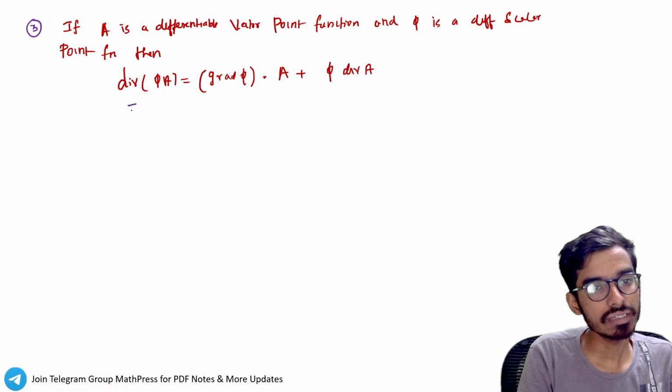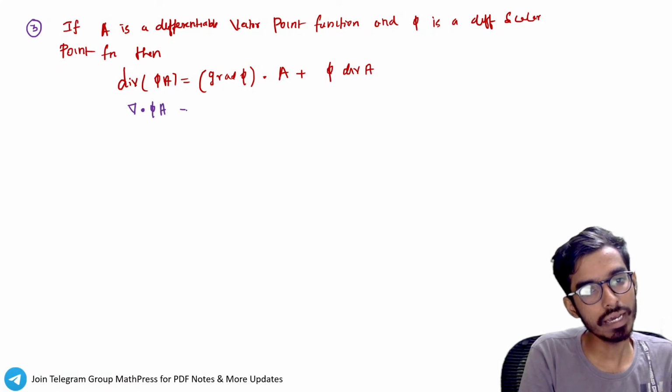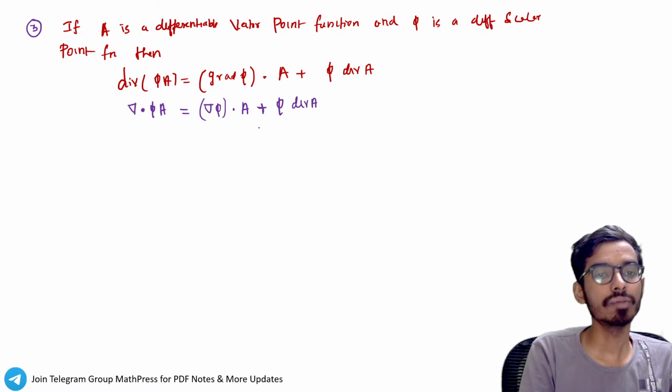This is the same as divergence of phi a, so del dot phi a. We need to prove del dot phi a is gradient of phi dot a plus phi into divergence of a. This is what we need to prove now, right?